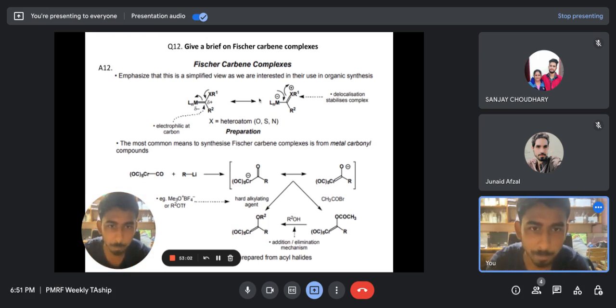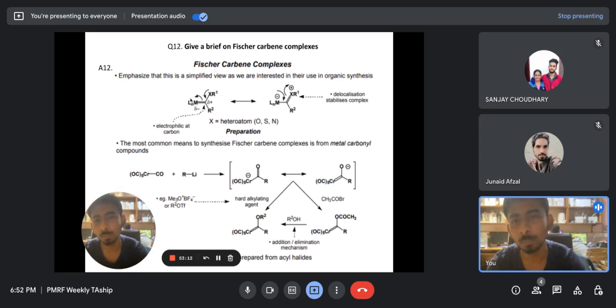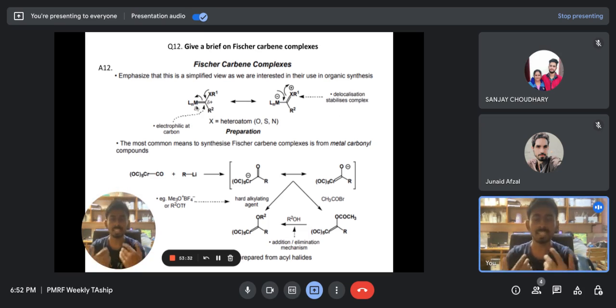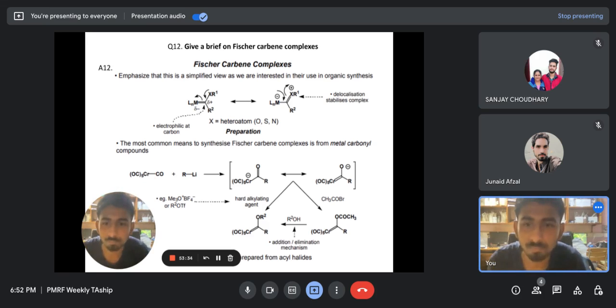Because of the high electron density on the metal center, this X will push its electron density through this bond, and the metal atom will be having high electron density. This high electron density will again be pushed to the carbon center, and the heteroatom will be stabilized by the delocalization of the electrons in the Fischer carbene. So in a Fischer carbene, the carbon center is positive in charge. That's why it is electrophilic at carbon, and the metal center is bearing a delta negative charge, so it is nucleophilic at metal.